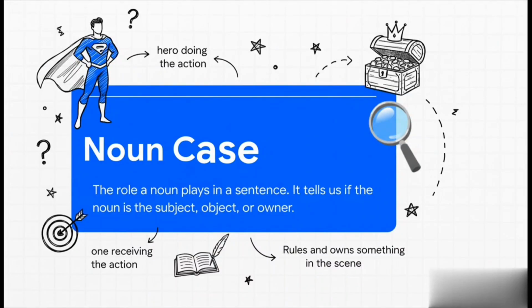The world is a noun case. Honestly, the best way to think about it is like a job description for a noun in a sentence. Is it the hero of the sentence, the one doing all the action? Is it the one just sitting back and receiving the action? Or maybe it's the one that owns something in the scene. That role, that's its case. And it pretty much dictates the entire meaning of what you're saying.